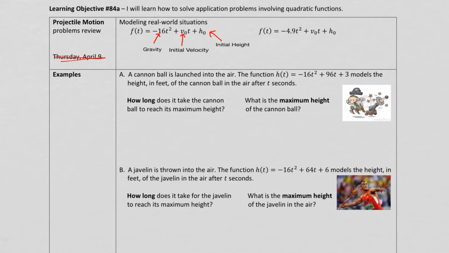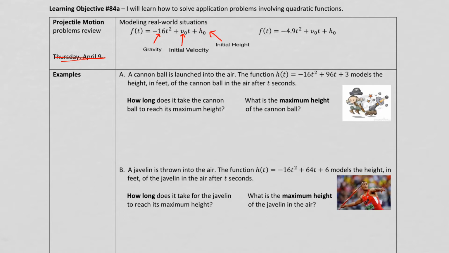So here are three values: A, B, and C. A is gravity. That's a constant negative 16 when it's in feet. The B number is now your initial velocity, how hard it's being thrown or if it's being dropped. And then the C value is now your initial height. From what height is it being released?